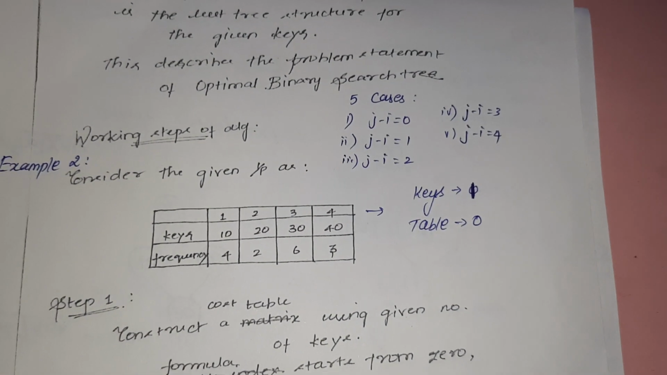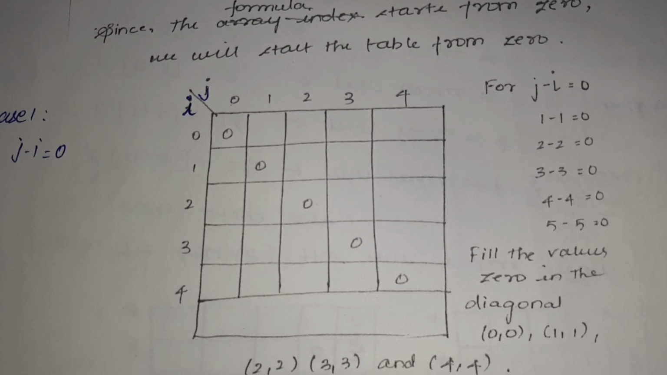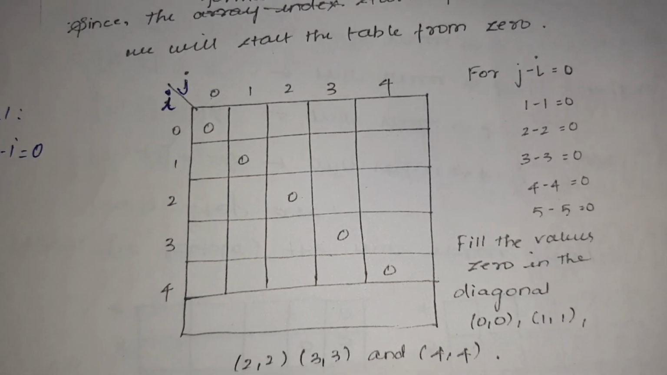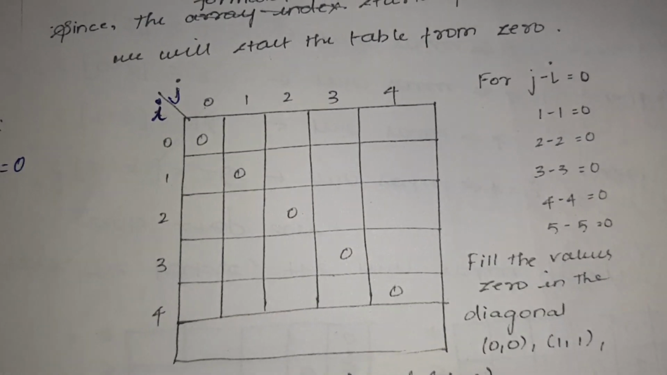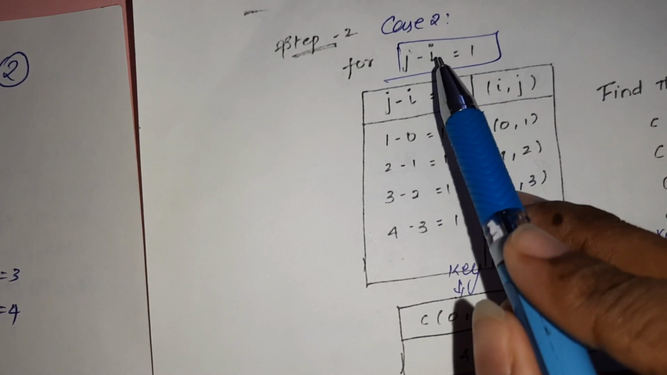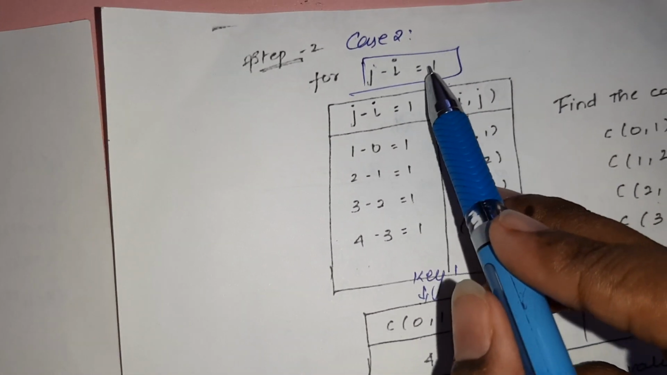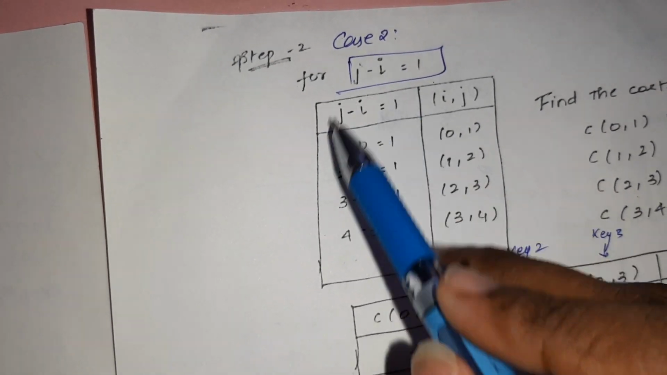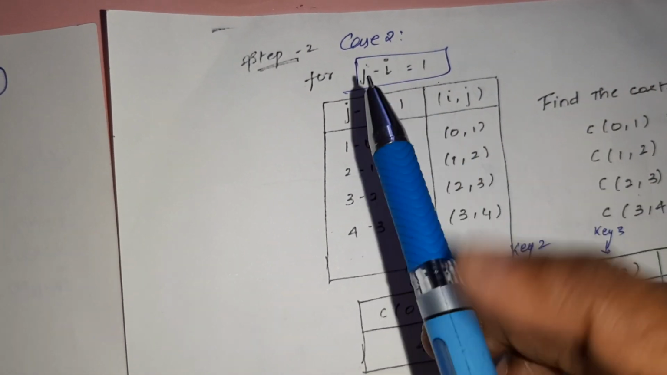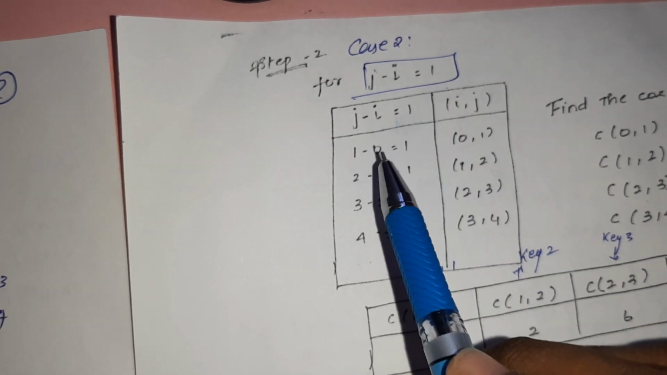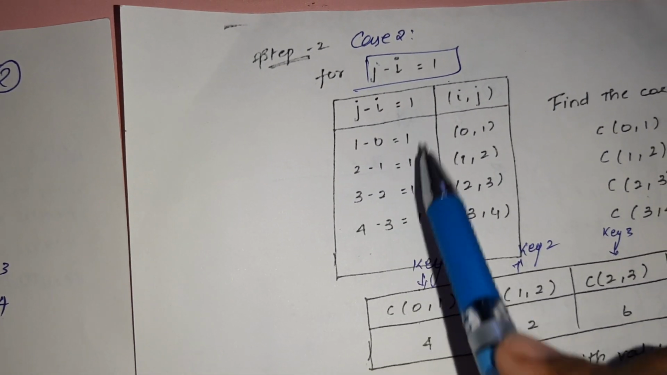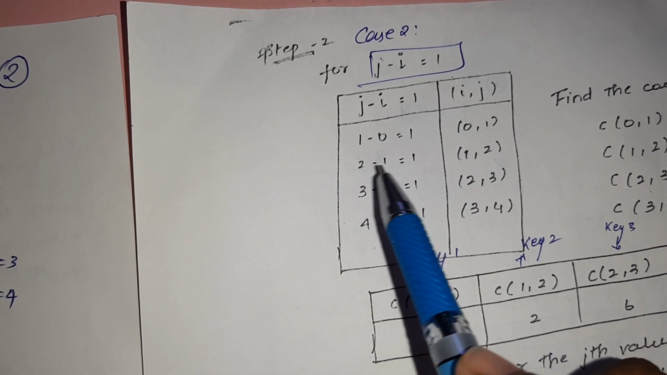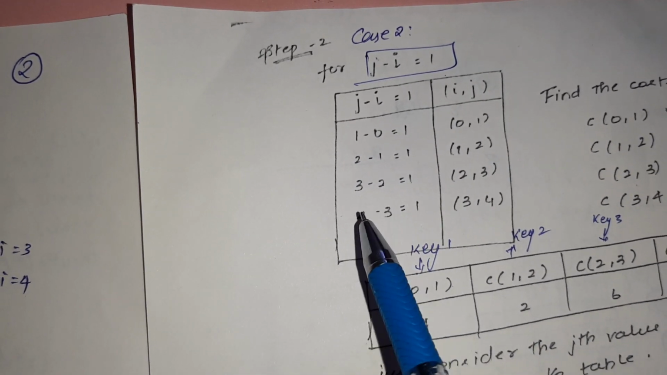Case 2 is nothing but what? j minus i equal to 1. For that, j equals i plus 1. What answer are you going to get here? We should get 1 by solving 1, 2, 3, 4. Whatever you are getting at first, keep it as first for understanding purposes. So 1 minus 0 we are getting 1, then increment the value, 2 minus 1 equal to 1, 3 minus 2 equal to 1, 4 minus 3.